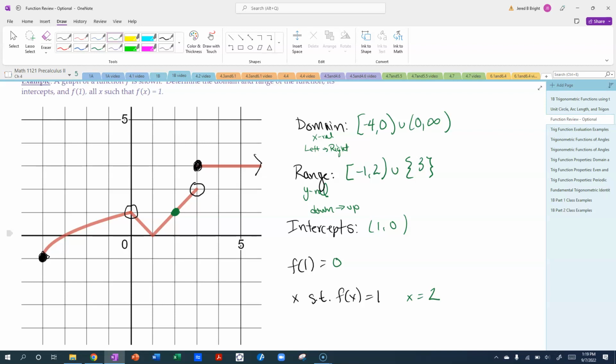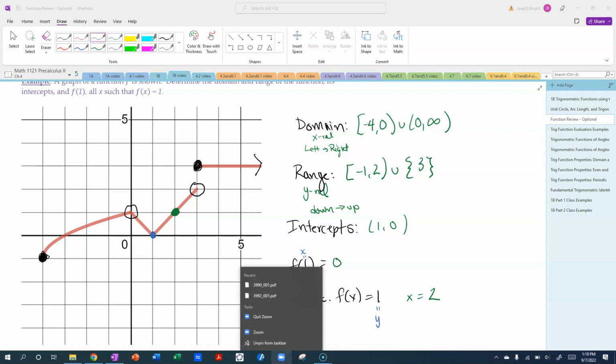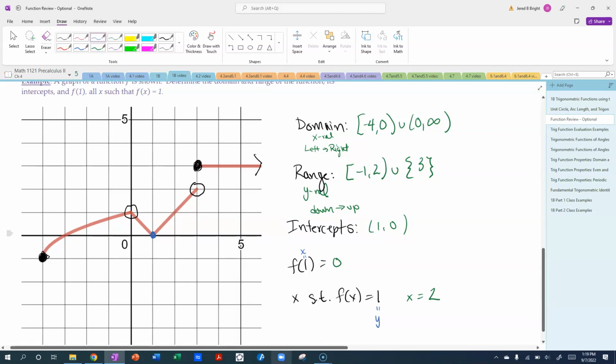Intercepts, I only have the point (1, 0) because I have a hole at (0, 1). F of 1, so this is saying x is equal to 1. So when x is equal to 1, y is equal to 0. Other way around, this 1 is y. So now if I look at this, y is 1 exactly here, and that occurs when x is 2.